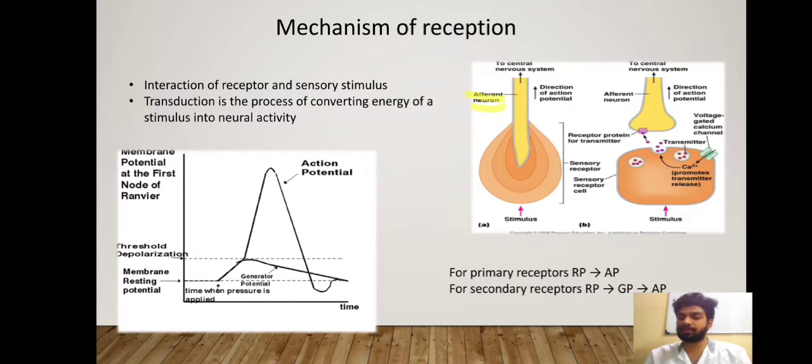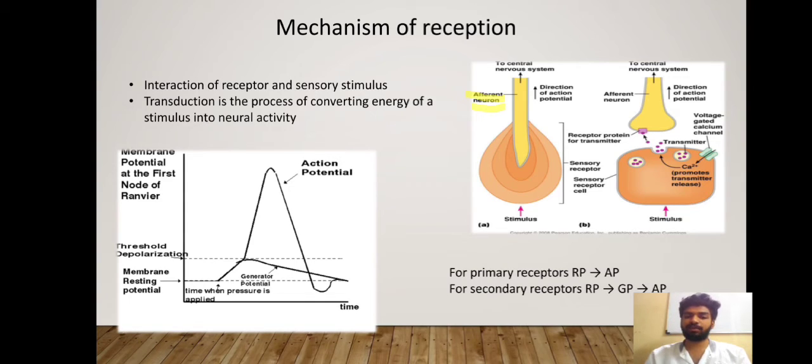The sensory receptor cell consists of vesicles with transmitters, and it also contains the Ca+ channels. So when Ca+ influx happens, the vesicles with the transmitters are made to go into the terminals and release the transmitters, and such released transmitters will interact with the receptor protein for transmission present in the axon terminals. Then an action potential is created, and the direction is towards the central nervous system. So the stimulus is creating the action potential via receptors. Such a mechanism is called the mechanism of reception.